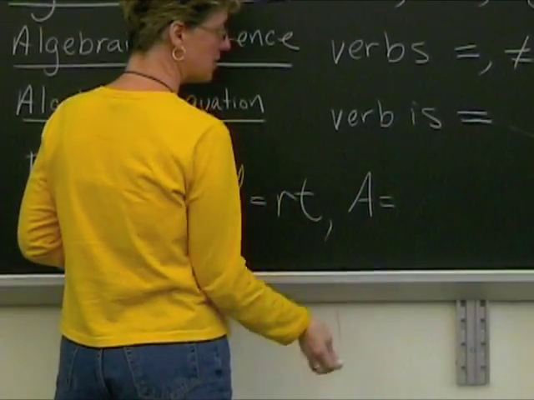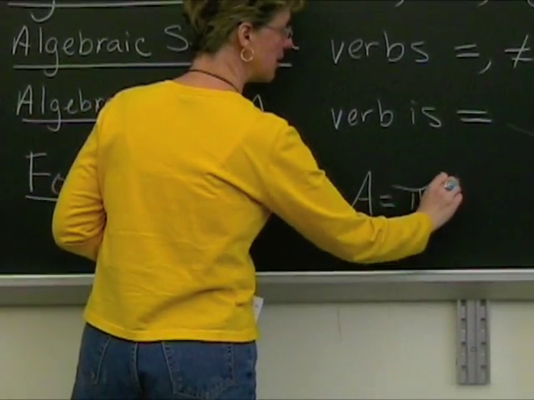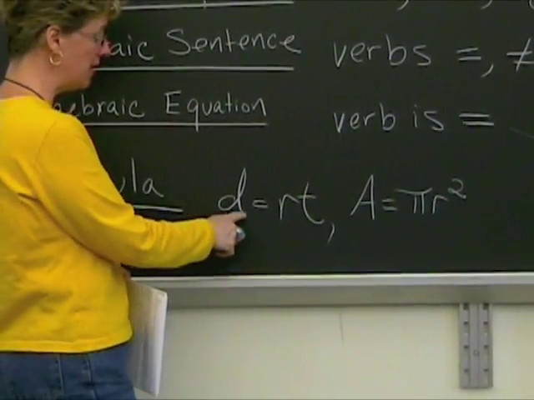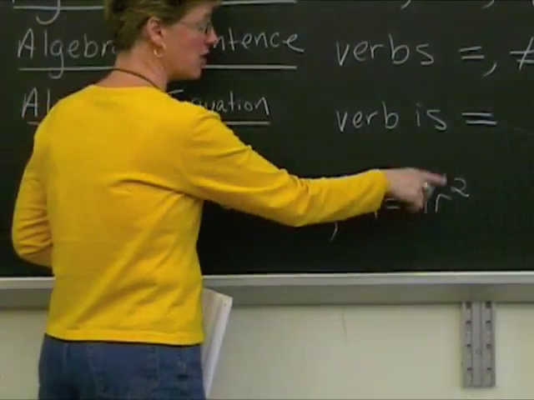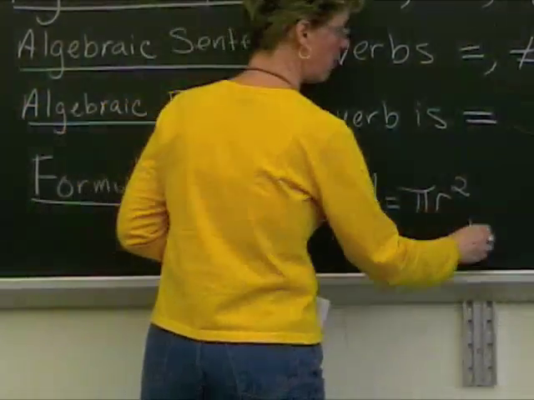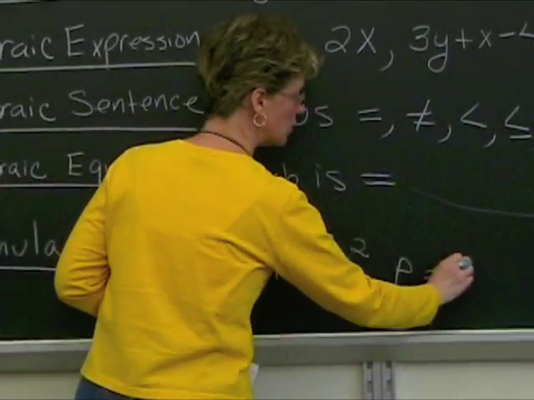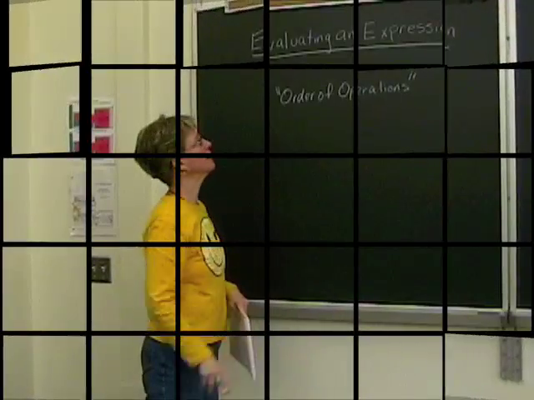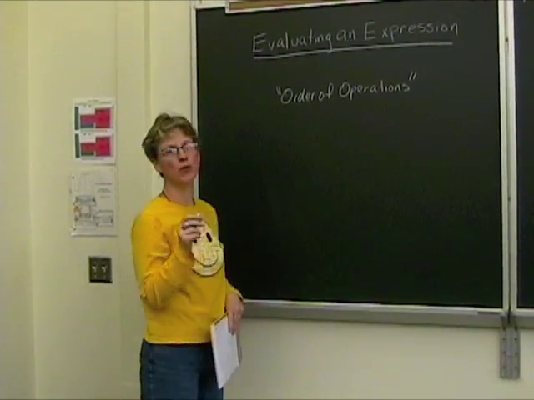Area is equal to pi times the radius squared. That's the area of a circle. This is a formula. You have a single variable set equal to an expression. How about perimeter is equal to twice the length plus twice the width. Basics of vocabulary looked at. We're going to talk about evaluating an expression.